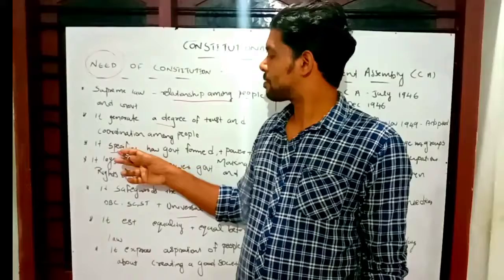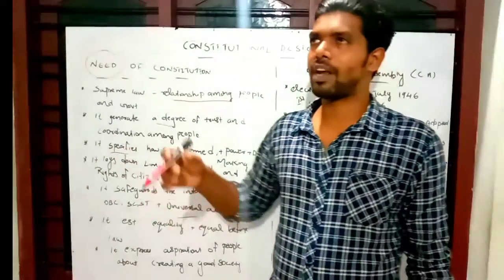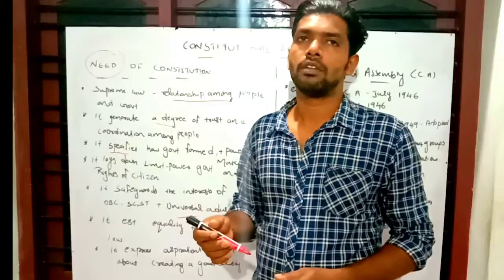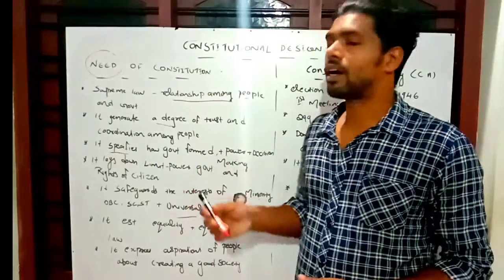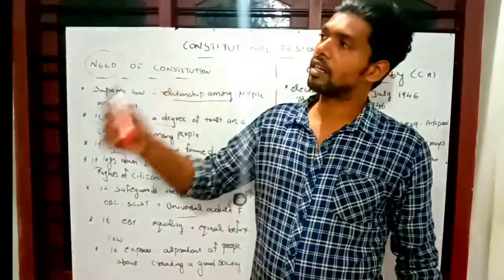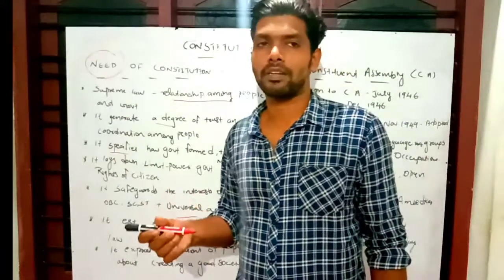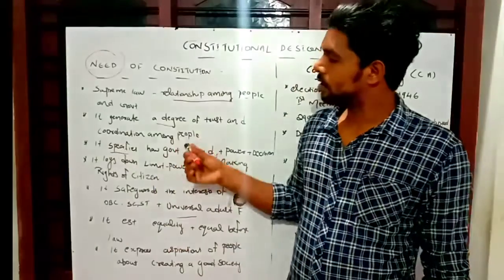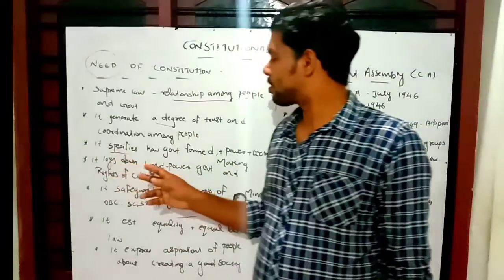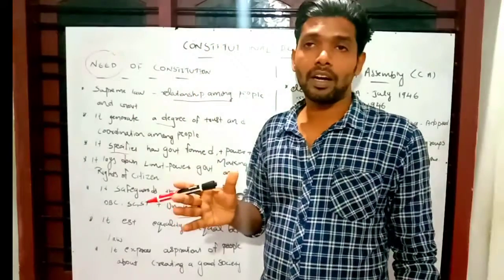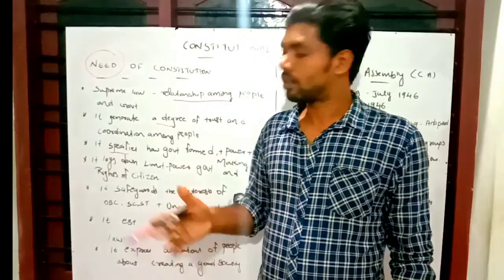Then next one, it specifies how government is formed. എങ്ങനെയാണ് ഒരു രാഷ്ട്രത്തിൽ ഗവൺമെന്റ് ഉണ്ടാവുന്നത്, ഫോം ചെയ്യപ്പെടുന്നത്, ആ ഗവൺമെന്റിന്റെ അധികാരങ്ങൾ എന്തെല്ലാമാണ്, ആരാണ് ജനങ്ങൾക്ക് വേണ്ടി ഗവൺമെന്റ് അധികാരം എടുക്കാറ്, who will be the decision makers of a country, അതെല്ലാം ഇത് പറയപ്പെടുന്നു. And it lays down the limit and power of the government. ഭരിക്കുന്ന പാർട്ടിയുടെ അധികാരങ്ങൾ മാത്രമല്ല അതിന്റെ ലിമിറ്റേഷൻസ് അത് ഇത് പറയുന്നു.